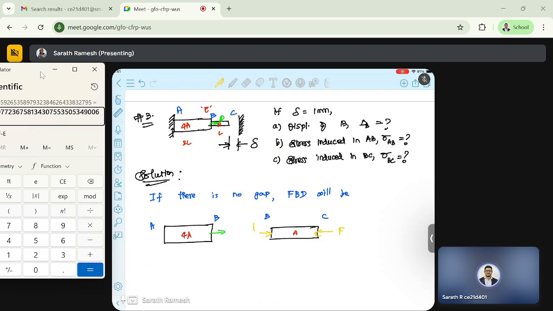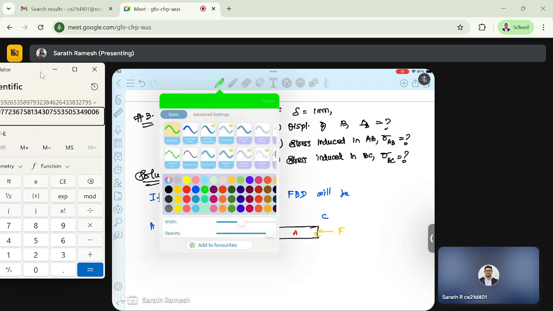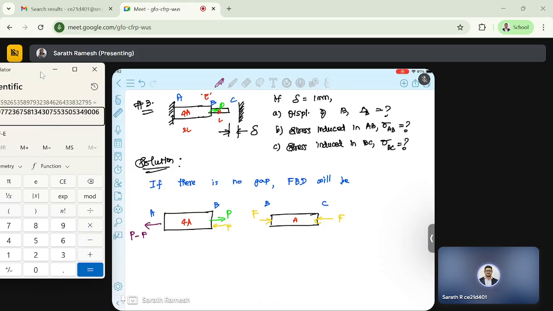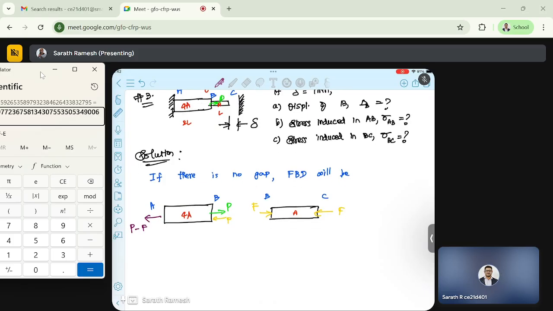Okay, so I am assuming it as F induced or F compressing. So because of this, there will be a F here. This green one is P. Now reaction force will be here. If I assume this AB to be in tension, so my reaction will be P minus F. Correct? P minus F is the net tensile force in AB, and in BC, F is the compressive force.